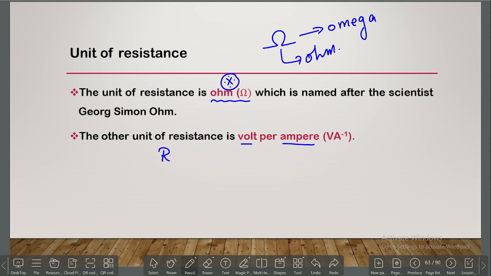How do we obtain this one? From the formula, R is equal to V by I. V stands for electric potential. What is the unit of electric potential? Volt. By, what is the unit of current? Ampere. So that will be equal to volt per ampere. While writing the symbols, we need to write it as V A power minus 1. So what is the unit of resistance? The unit of resistance is ohm or volt per ampere.